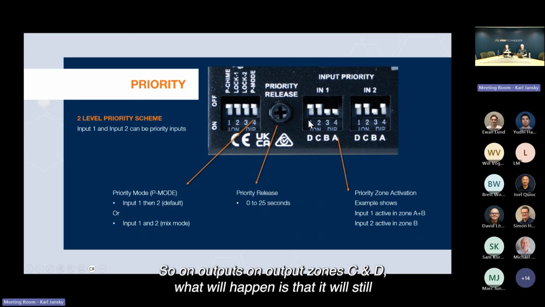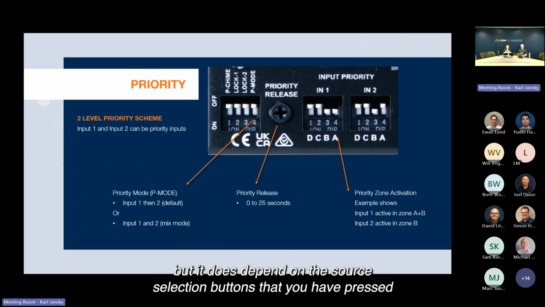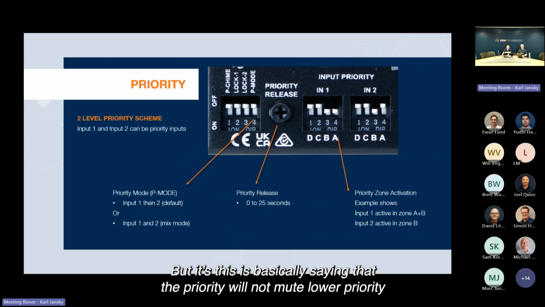So on output zones C and D, what will happen is that it will still continue to mix audio from inputs 1 to 6, but it does depend on the source selection buttons that you have pressed on the front panel. So if you don't have an input selected that you want to listen to, it obviously wouldn't then come out the zone. But this is basically saying that the priority will not mute lower priority inputs.